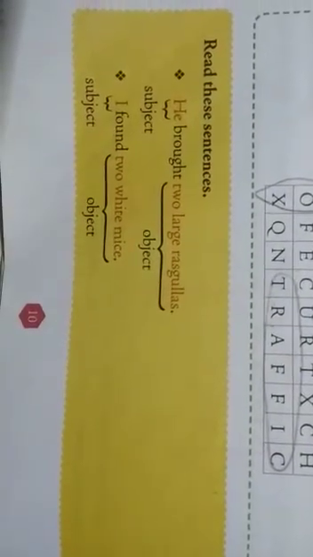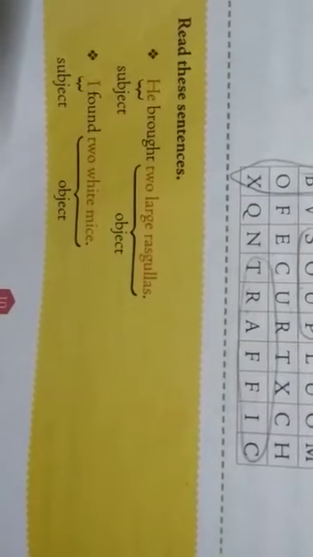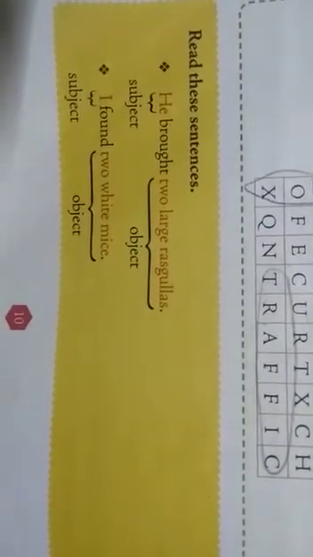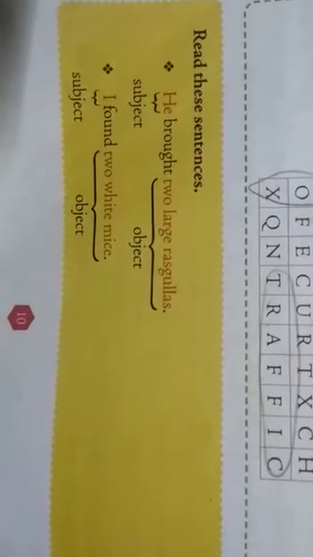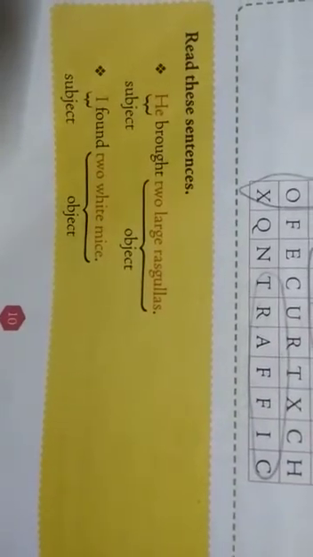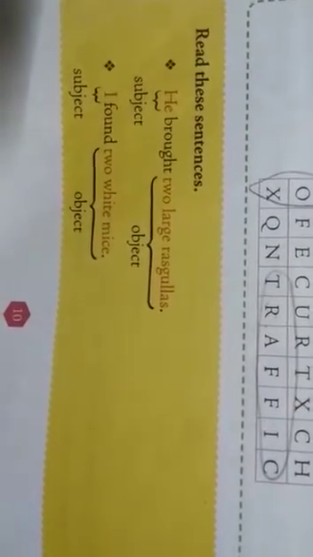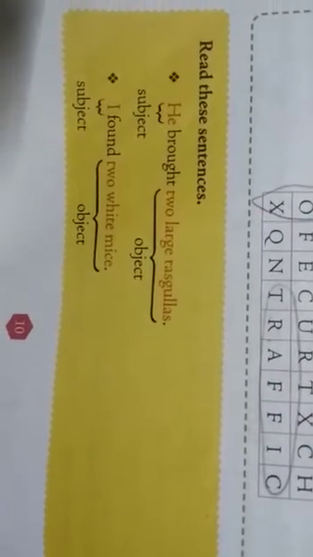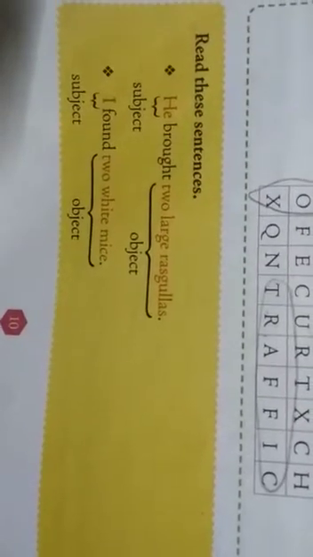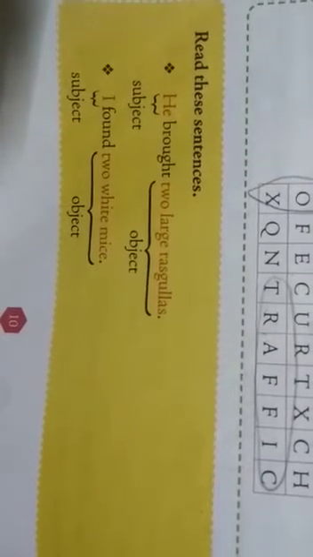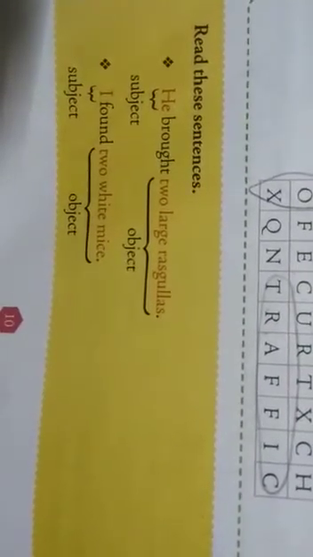Who bought? A man or a boy? He. So that pronoun he is the subject here. What did he get? He bought 2 large rasgullas. So that is the object. In this way we'll find what is subject and what is object. So what is happening here? The subject is doing some work. He bought something. Who is receiving that action? Object. What he bought? 2 large rasgullas.